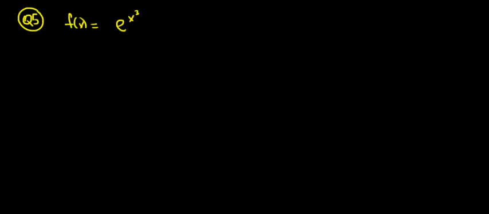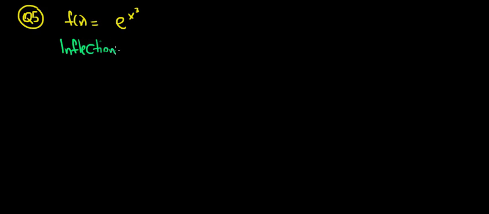Let's go through question 5 now. We want to find out the inflection points. So, inflection points. What are we dealing with when we solve inflection points? We're dealing with the second order derivative. So, we must find out the second order derivative and see where it changes the signs.